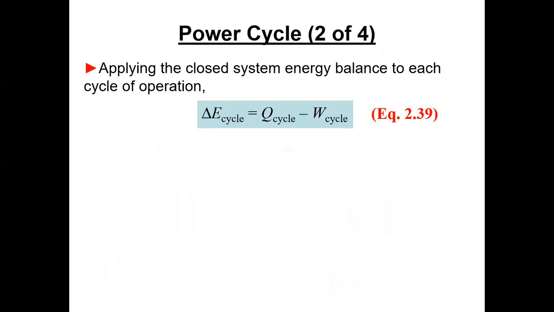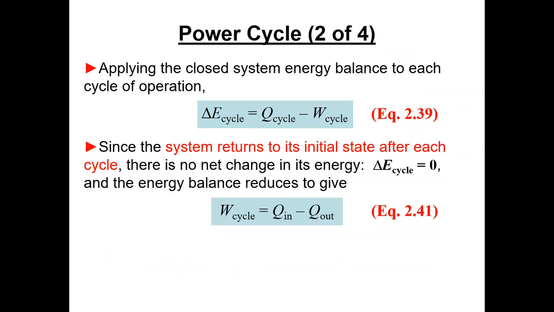Okay, applying the closed system energy balance to each cycle of operation. Delta E, E2 minus E1, is equal to what? The net heat minus the net work for the cycle. But the cycle starts and ends at the same point. So it's like E1 minus E1. Well, E1 minus E1 is 0 all day long. So what that says is that the work out of the cycle is equal to the net heat. So net work is equal to net heat for a cycle.